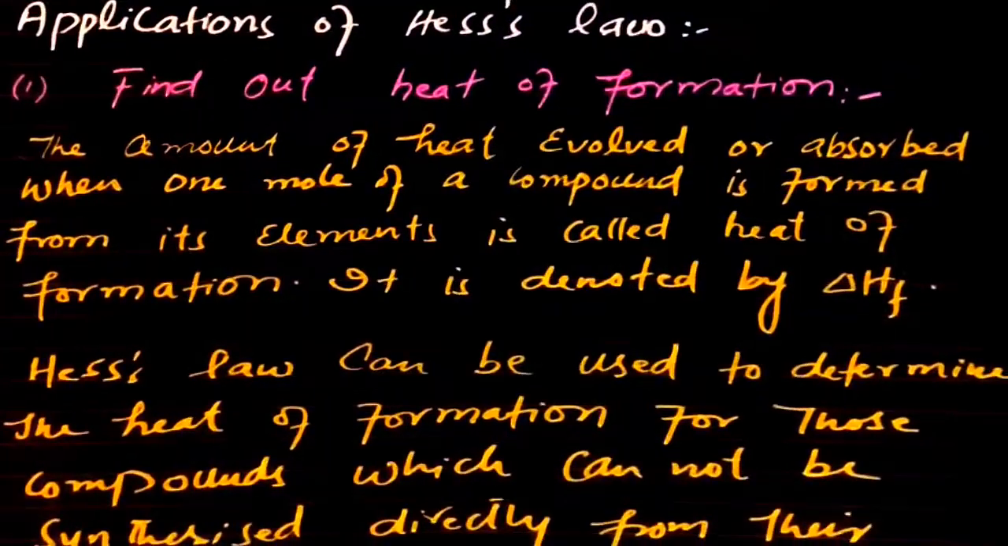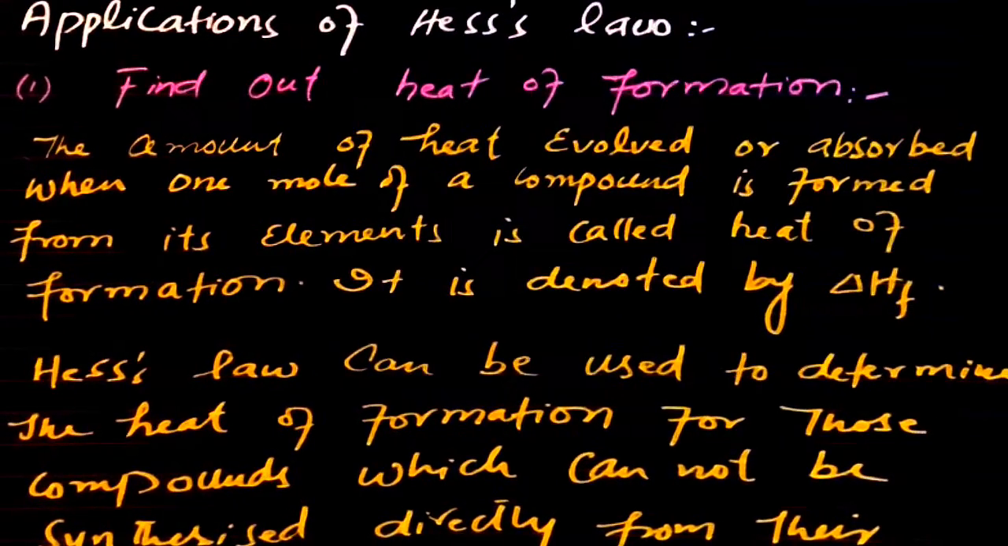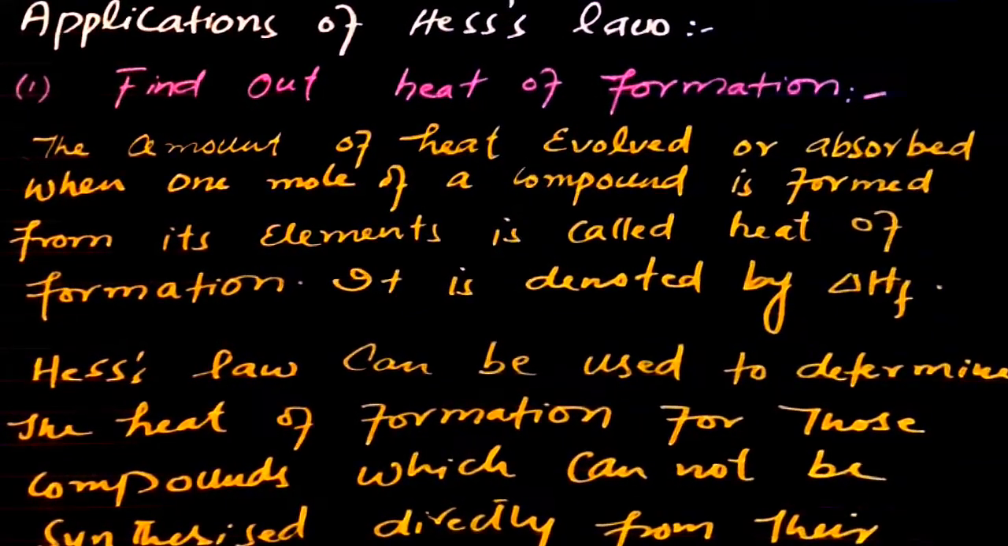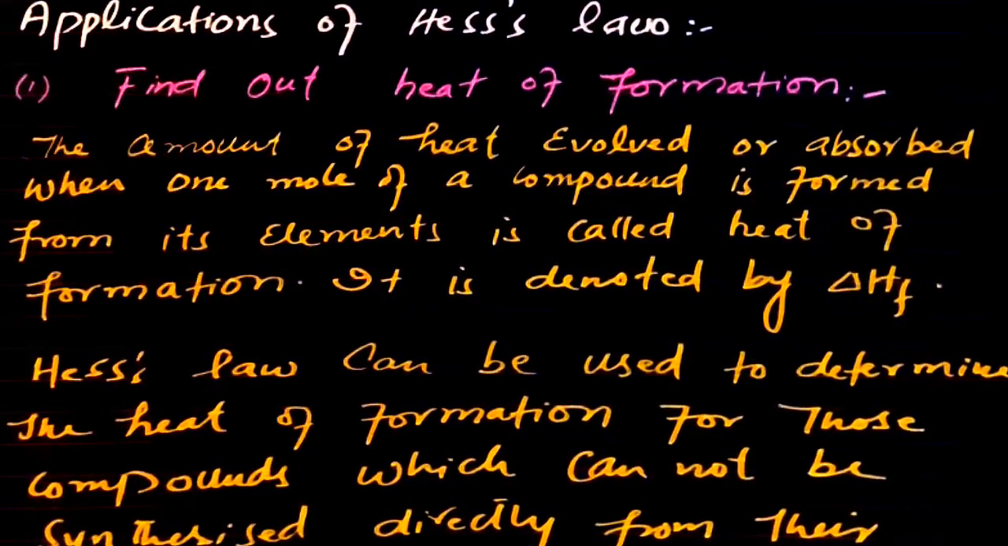There are some applications of Hess's law, of which the first one is to find out the heat of formation. Heat of formation is basically the amount of heat evolved or absorbed when 1 mole of a compound is formed from its elements. This heat of formation is denoted by delta H with a small f.